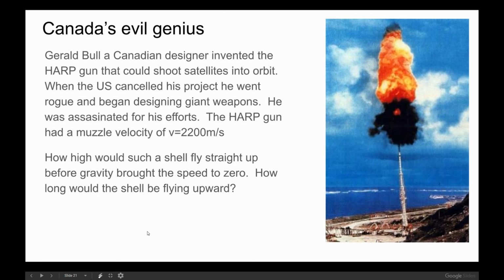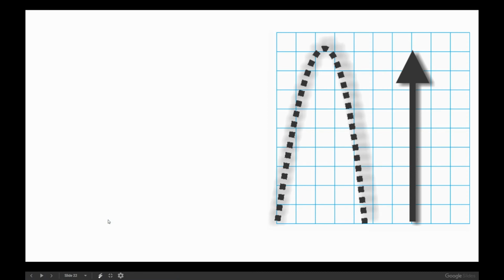Now, Canada's evil genius had a Harp Gun that fired at 2,200 meters a second upwards. How high would that shell actually go? What defines the boundary condition here? First of all, the curve on the left is showing a parabolic trajectory, but I said the gun was firing straight up. Many textbooks, to show it went up and down, will plot it on an angle, and then it might lead you to believe, oh, they fired it on an angle. No, when the question said straight up, it's straight up.